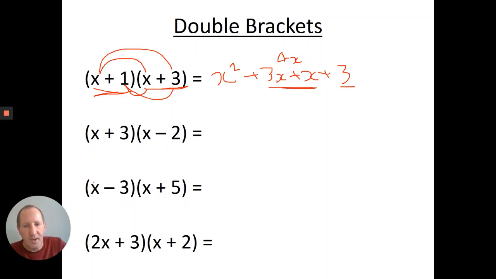So if we look at this one, we think about the same sort of idea. x times x, that's where I get my x squared from. x times 5 will give me 5x. Now it's a little bit different because I've got a negative here. Minus 3 times x will give me minus 3x. And I've got minus 3 times 5, which gives me minus 15.